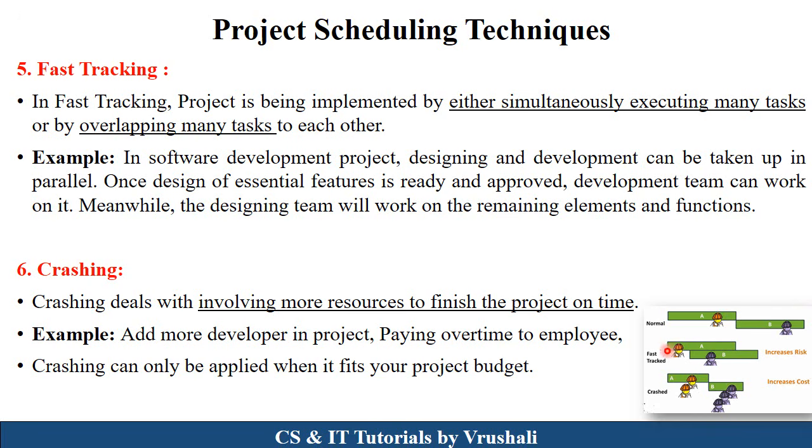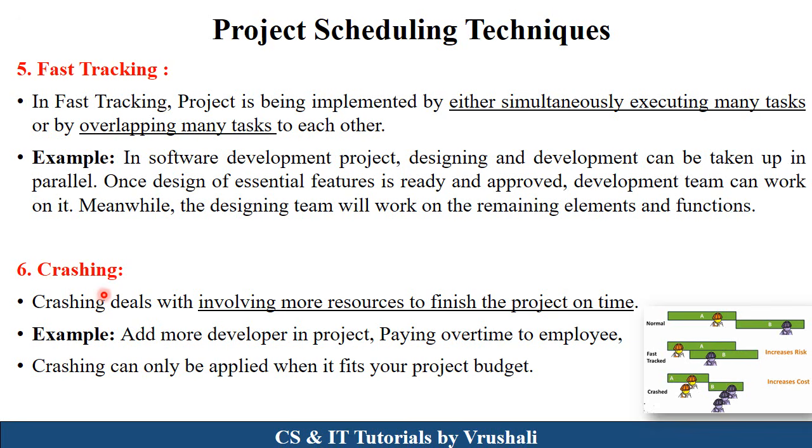See here in this diagram. First is A, the design phase, and after some designing is completed, development starts here. Now development works here. So this is called fast tracking. Some phases occur in parallel.